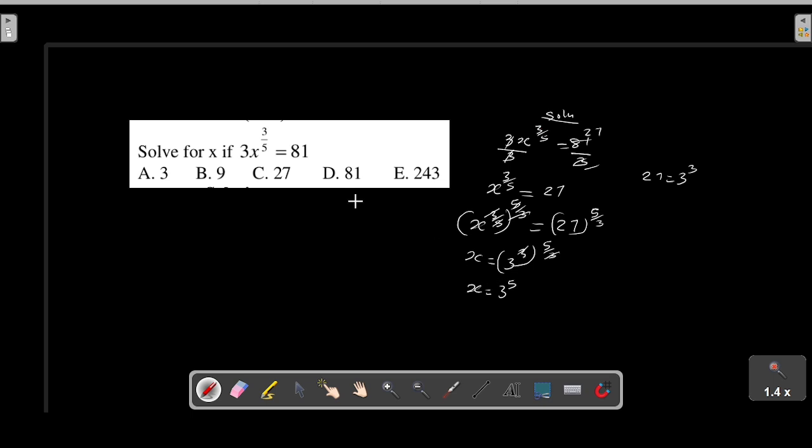If you look at the options, they are not in index form. So we can simplify 3 raised to the power of 5, which means 3 multiplied by itself 5 times. 3 raised to the power of 5 is equal to 243. If you use the calculator, you get 243. Therefore, we have s equal to 243. So the answer is 243. If you look at the options, option E is the solution to this problem. Let me mark it out for all to see. This is the answer to this question, option E.